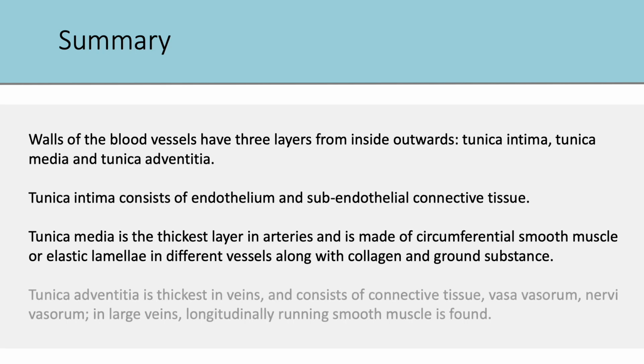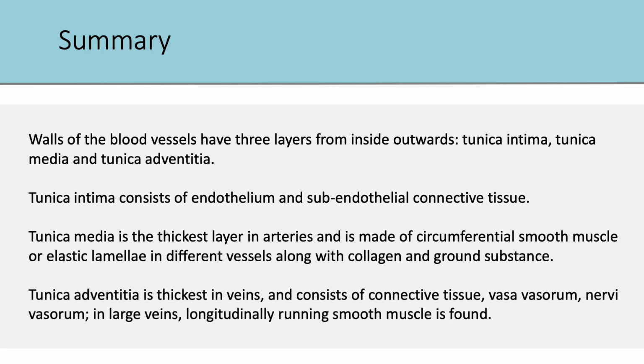Tunica adventitia is the thickest layer in case of veins, and it consists of connective tissue, vasa vasorum, nervi vasorum. In case of large veins, longitudinally running smooth muscle is also found in this layer.